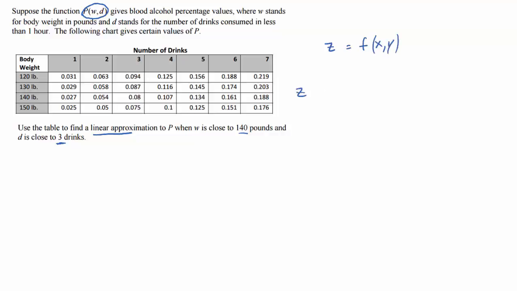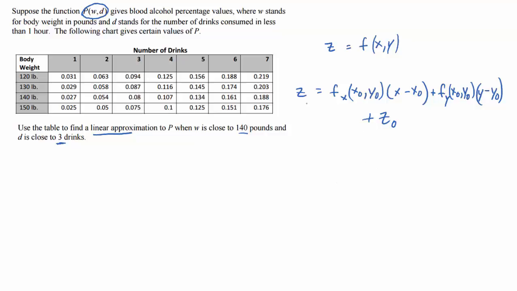It looks like z equals the partial of f with respect to x, evaluated at x naught, y naught, times x minus x naught, plus the partial of f with respect to y at x naught, y naught, times y minus y naught, and then plus z naught, which is really just f of x naught, y naught.